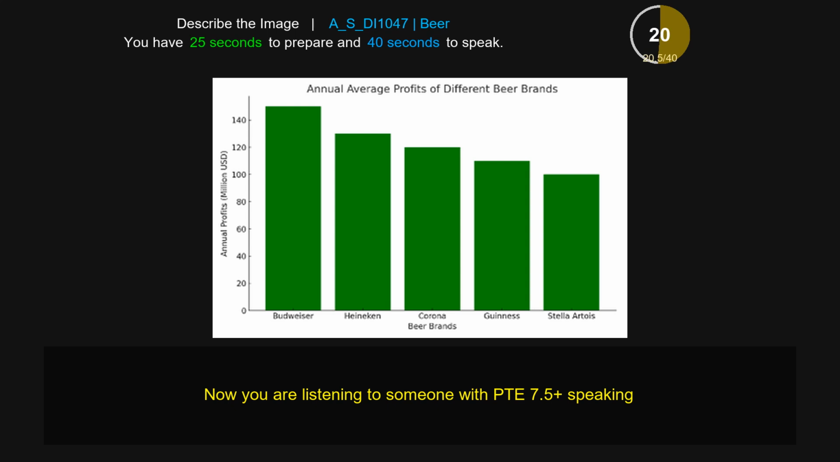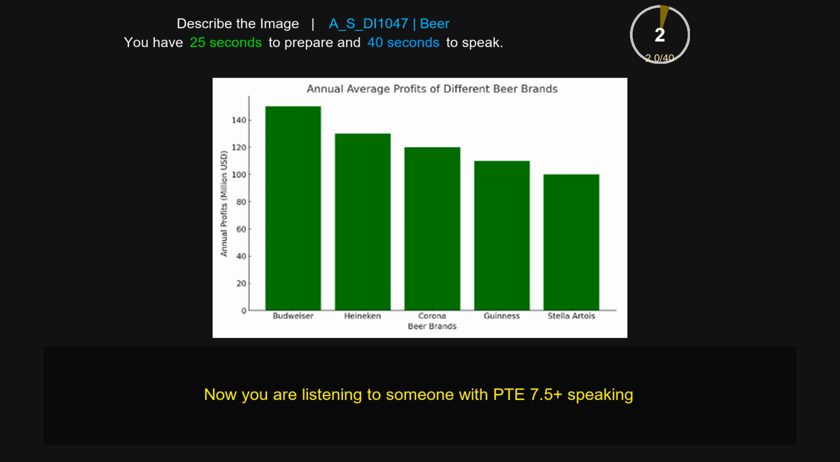From this picture, we came to know that the Corona brand has only 120 and Stella Artois, which is 80. In conclusion, this image effectively summarizes the details on the topic of annual average profits of different beer brands.